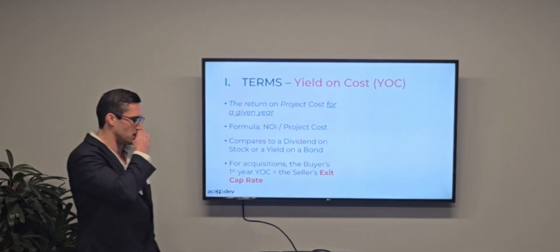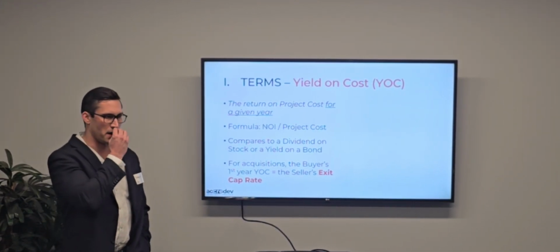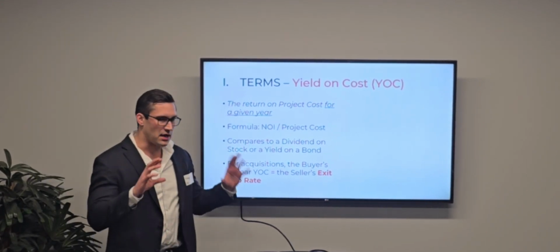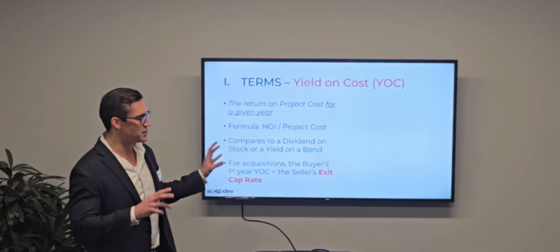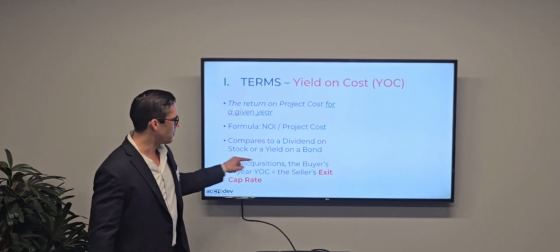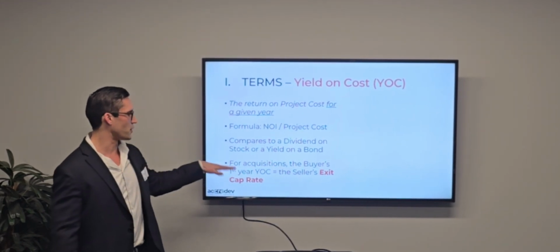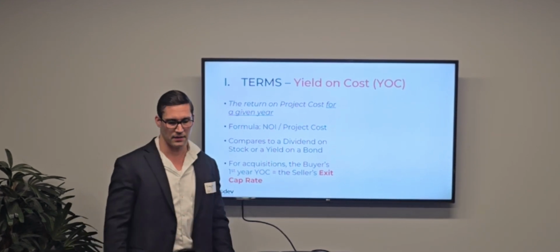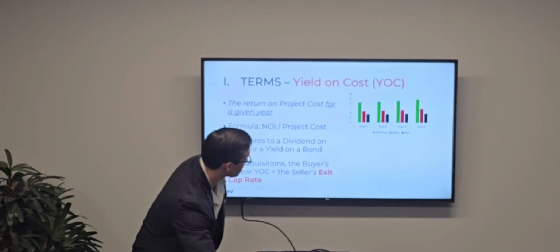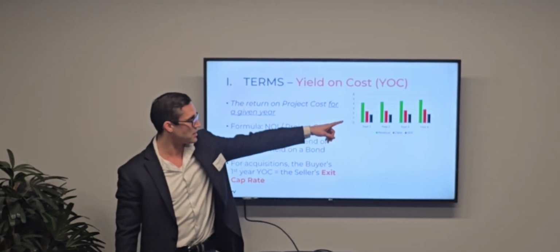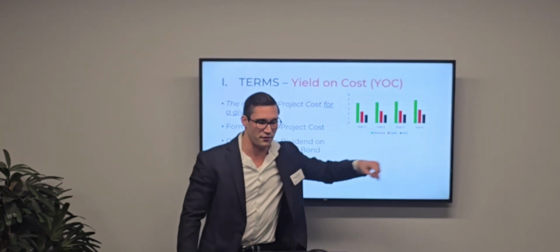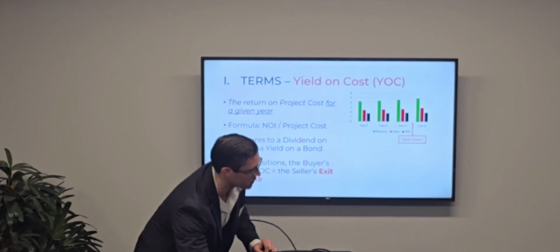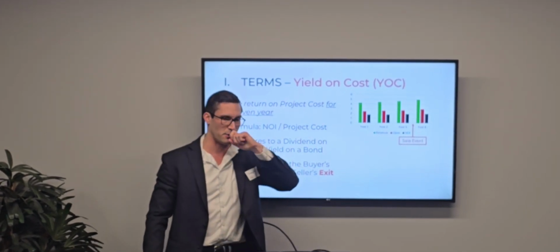So for acquisition, this is probably the most complex point I'm gonna make all night, but I have an example to really flesh it out. I don't define cap rates in this presentation, but we're gonna attempt to do it here. But for acquisitions, the buyer's first year yield on cost is the seller's exit cap rate. And here's the logic there. This is the same example from the previous slide. We're gonna look at year 4 here, where we have a $2 million even NOI. We're gonna pretend a sale occurs at the very end of year 3, okay?